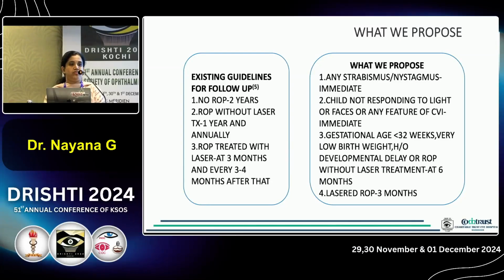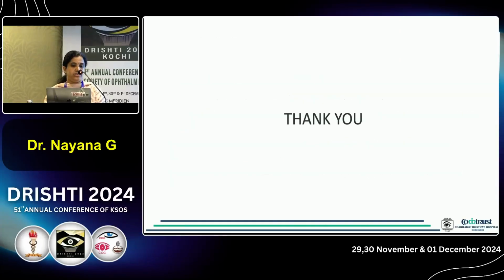So instead of telling the children to go for a pediatric opinion at 1 year or 2 years, it is better to educate the parents about the warning signs of amblyopia, strabismus and all beforehand, so that they can have an earlier consultation before the amblyopia or strabismus or the suppression sets in, and we can help these children. These are my references. Thank you.